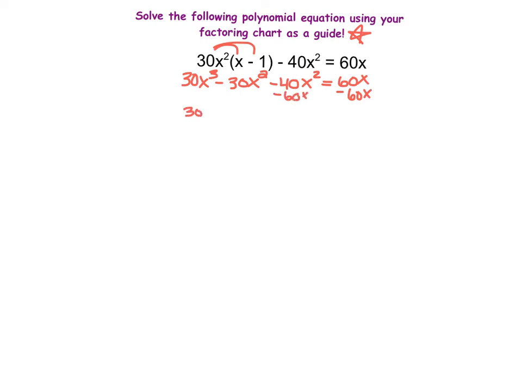So I have 30x to the third minus 30x squared minus 40x squared minus 60x equals 0. Now, I know it's tempting to start the problem from here, but what you're hopefully noticing is that we have like terms here. And as tempting as it is to leave this as is, we really need to combine all of our like terms together before we can start factoring. So this becomes negative 70x squared, then minus 60x is equal to 0.